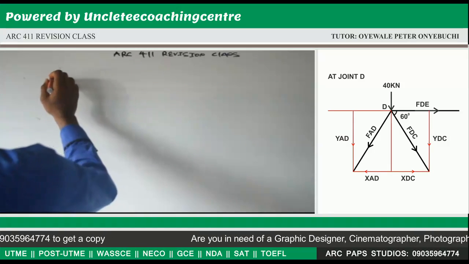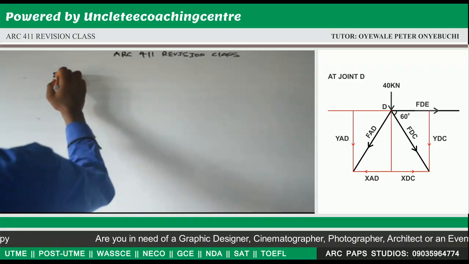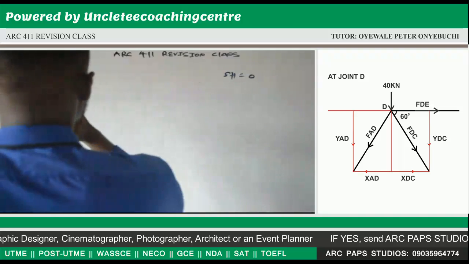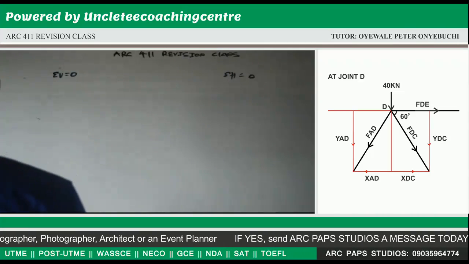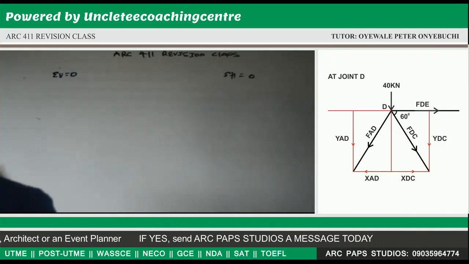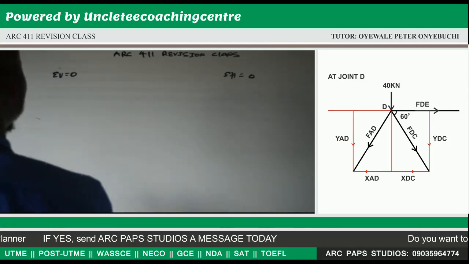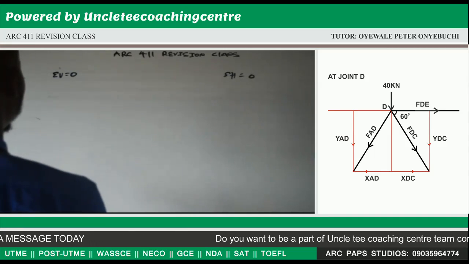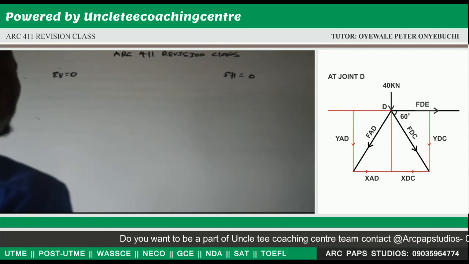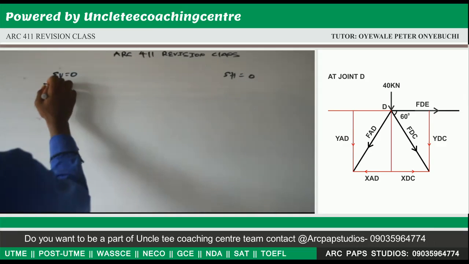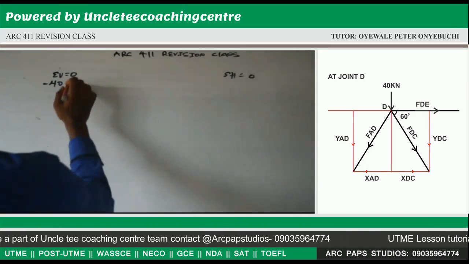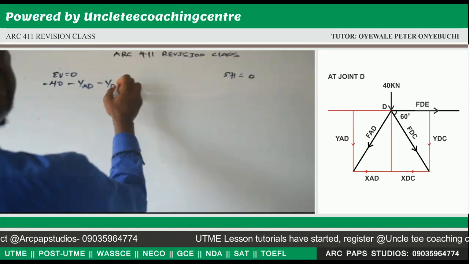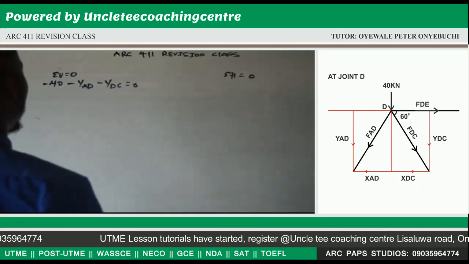Now our same approach: summation vertical forces is equal to 0, summation horizontal forces is equal to 0. Now our vertical forces here are, you also apply the sign. Look at the arrow, it is the arrow that defines the sign that will be in front of what you're doing. Now if you take a look at 40 kilonewton, it is pointing downwards, it means that it's going to attract a negative sign. That will be minus 40. Same thing for YAD, minus YAD, minus YDC also. They are all pointing downwards.